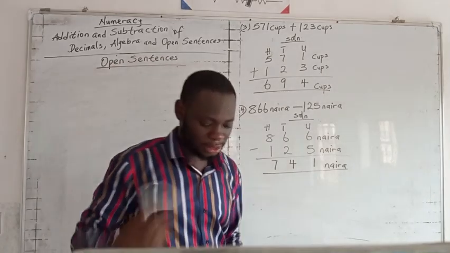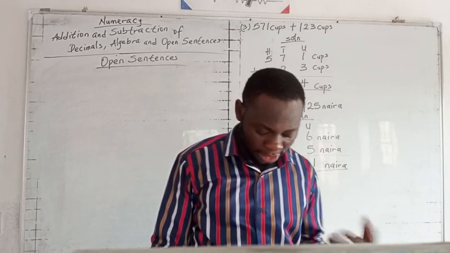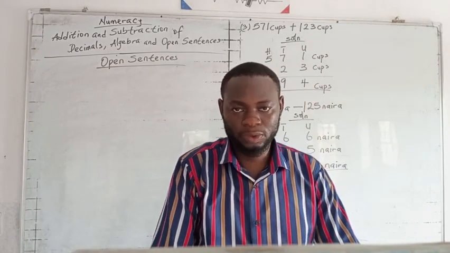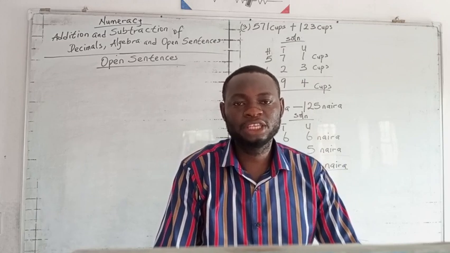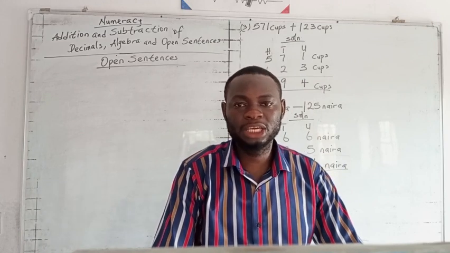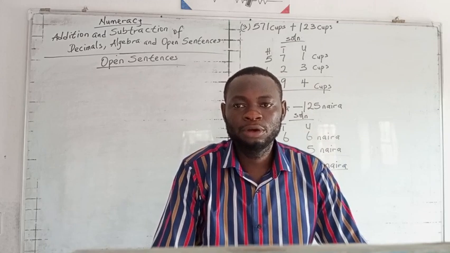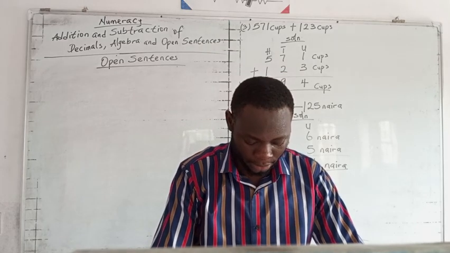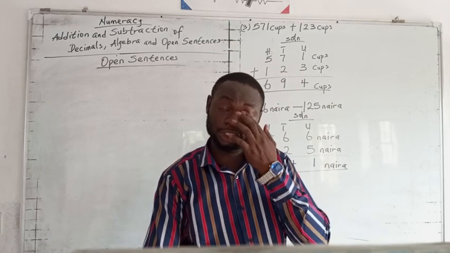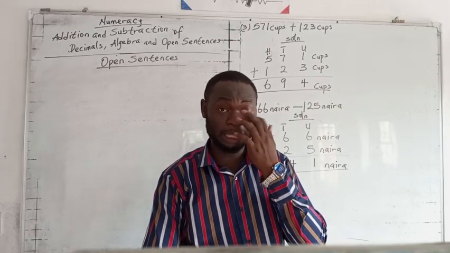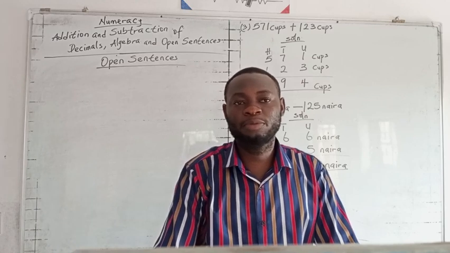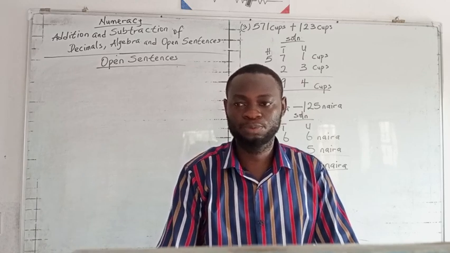So like I said before, open sentence problems is simply a mathematics of missing values. There will always be a missing number. Now it's our duty to find the value of the missing number that will make the equation correct. Before I teach this open sentence with examples, I want to show us the different ways the problem can come and what to do.